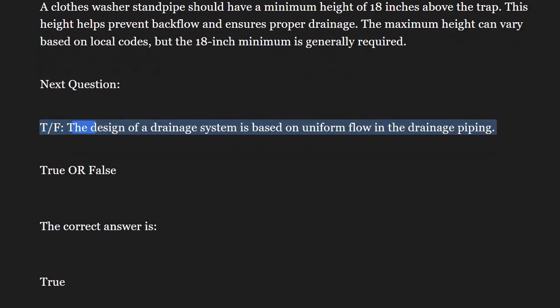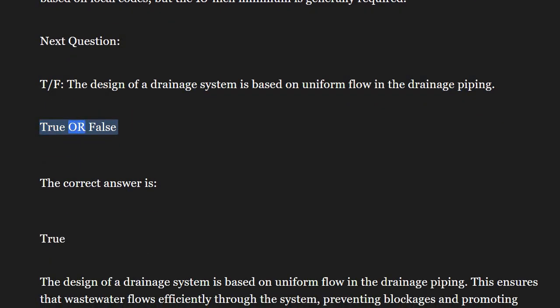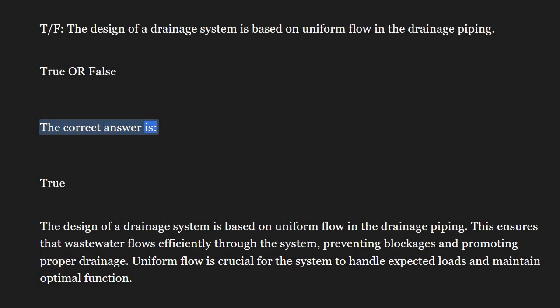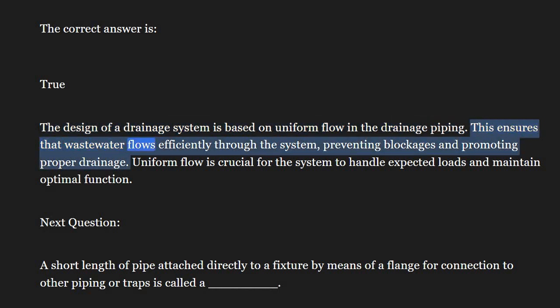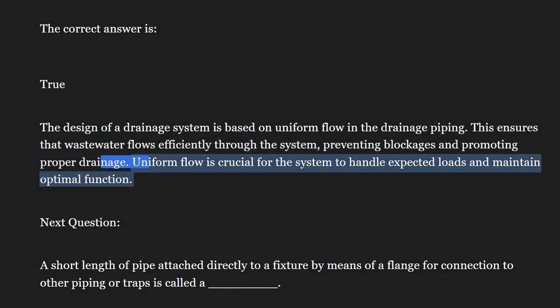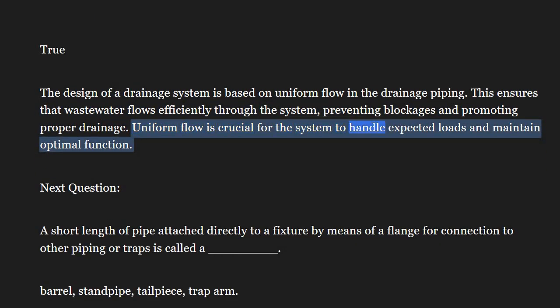Next question. True or false. The design of a drainage system is based on uniform flow in the drainage piping. True or false? The correct answer is true. The design of a drainage system is based on uniform flow in the drainage piping. This ensures that wastewater flows efficiently through the system, preventing blockages and promoting proper drainage. Uniform flow is crucial for the system to handle expected loads and maintain optimal function.